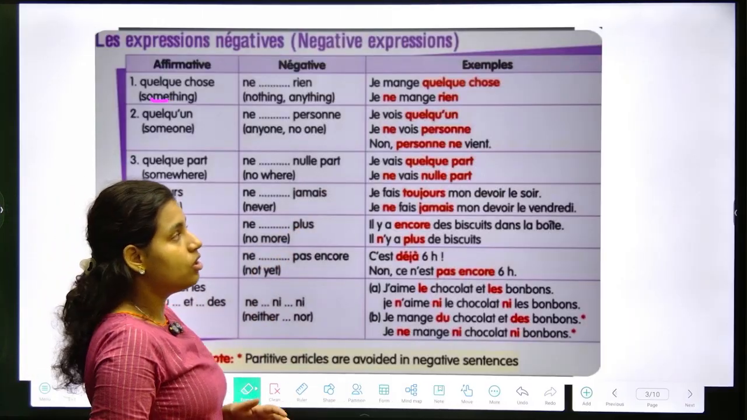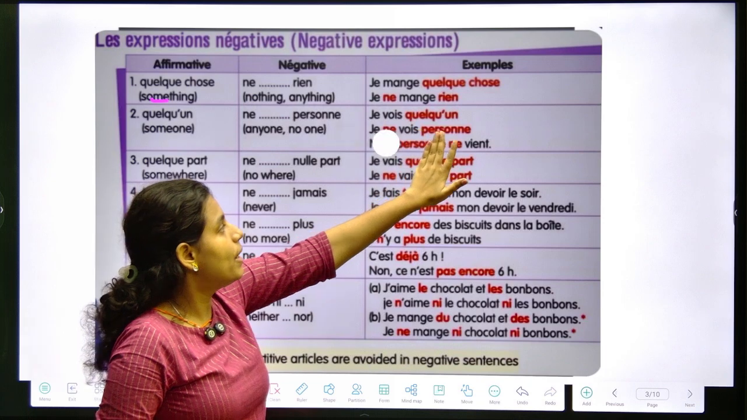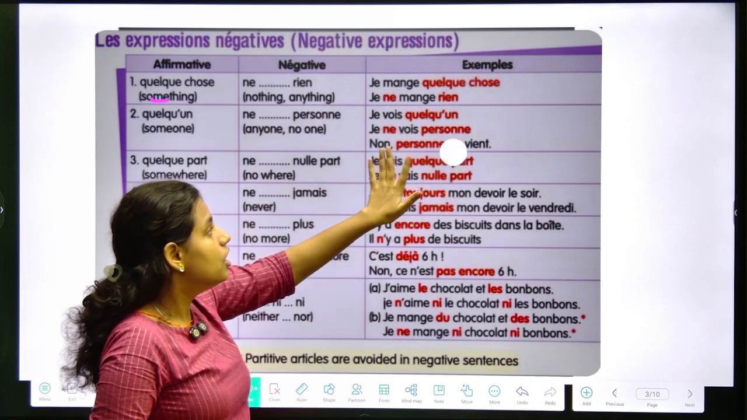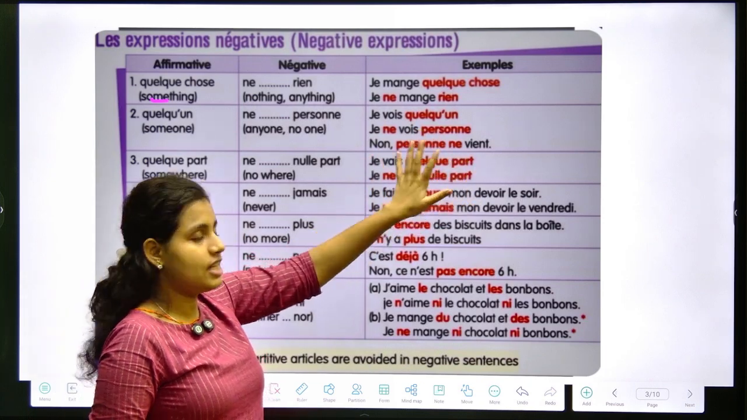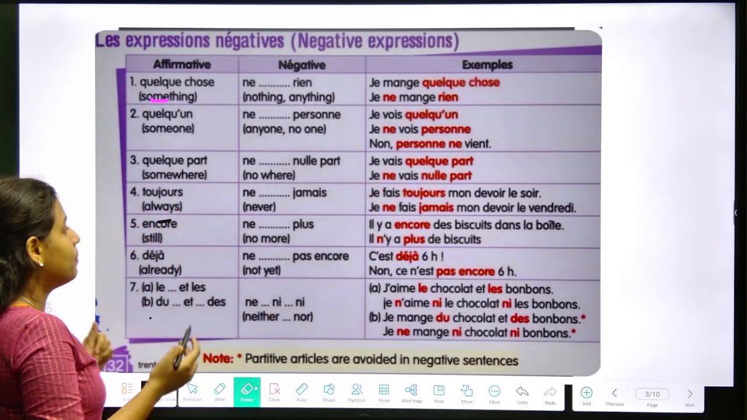And the reverse you can also do. You can also put this ne personne like personne ne. Personne ne vient, that is, nobody comes. It is in present tense.